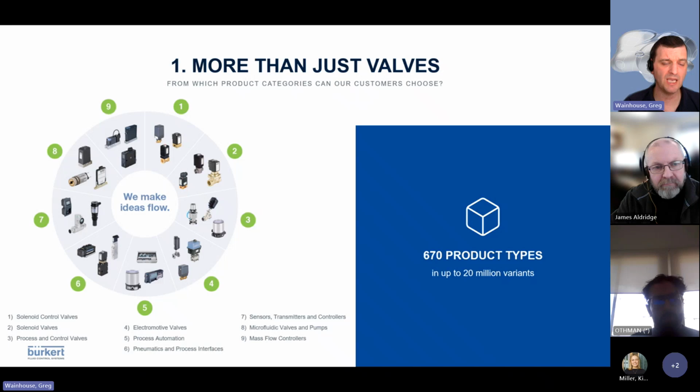And then finally, number 9, we have our mass flow devices. So things like mass flow for gases, mass flow for liquids as well. So we've got quite a broad spectrum, broad portfolio as well.